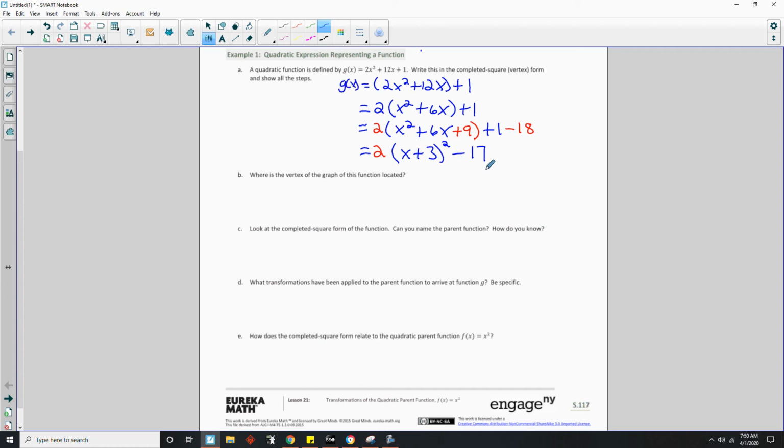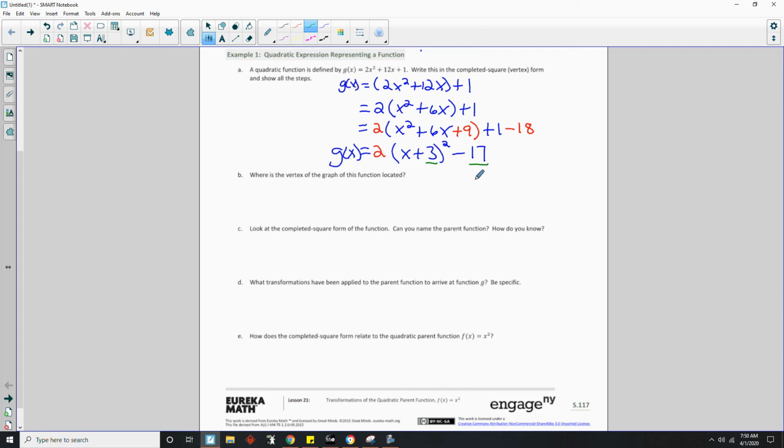So now I have g of x equals 2 times x plus 3 squared minus 17. That tells me where the vertex is. Now I have g of x equals 2 times the quantity x plus 3 squared minus 17. So keep in mind that this is my h and this is my k.